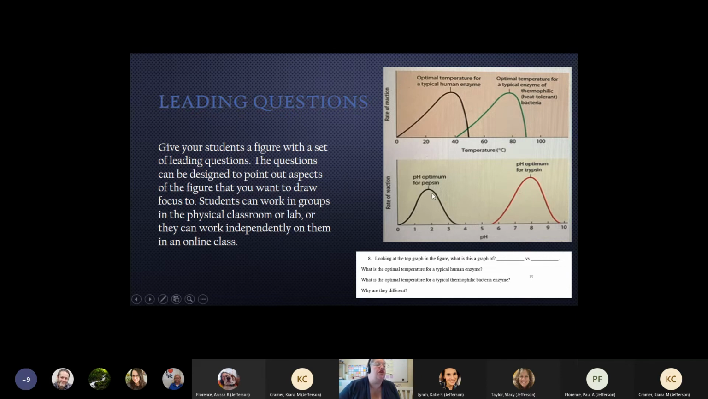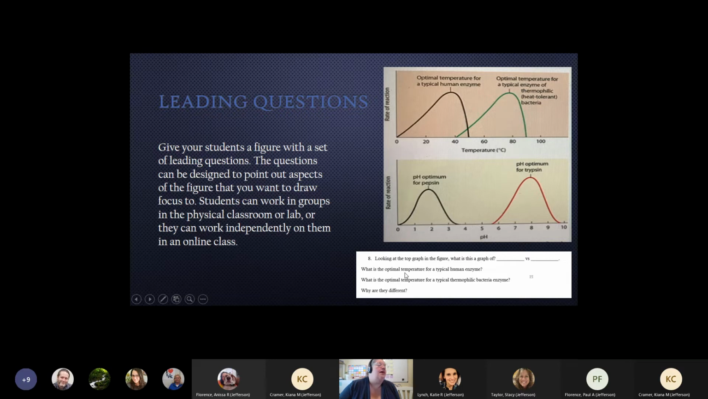So here's a figure that I sometimes give to students on a worksheet, and here are a set of questions that I ask. The first one is, if you look at this graph, what is this a graph of? Again, this is just encouraging them to really look at the labels. Some of them are like, it can't be that simple. You really just want me to write this down and write this down?